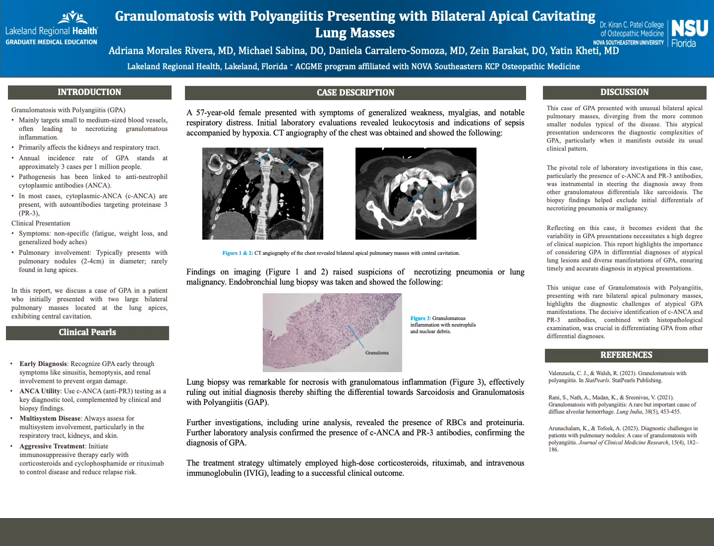Our case involves a 57-year-old female who presented with generalized weakness, myalgias, and respiratory distress. Initial lab tests showed leukocytosis and signs of sepsis alongside hypoxia. A CT of her chest revealed bilateral lung masses with central cavitation, raising suspicions for necrotizing pneumonia or malignancy.